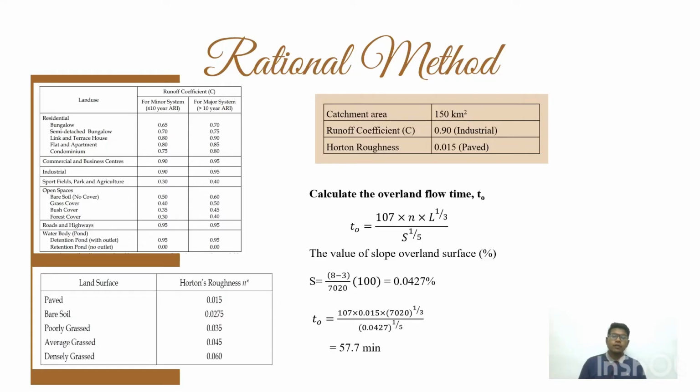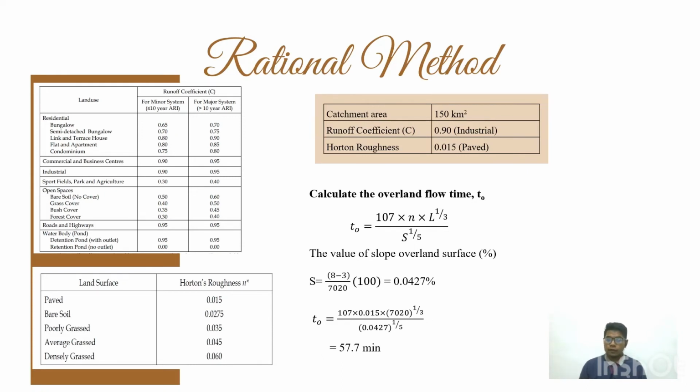Now I'm going to explain about the rational method that we are going to use to search for the peak flow. First, we need to calculate the overland flow time, which we call TO, which has its own formula, and the required values for the formula we can search from the runoff coefficient table and also the Horton roughness table. For the N value, which we got 0.015, we get it from the Horton roughness because the land surface for the study area is paved.